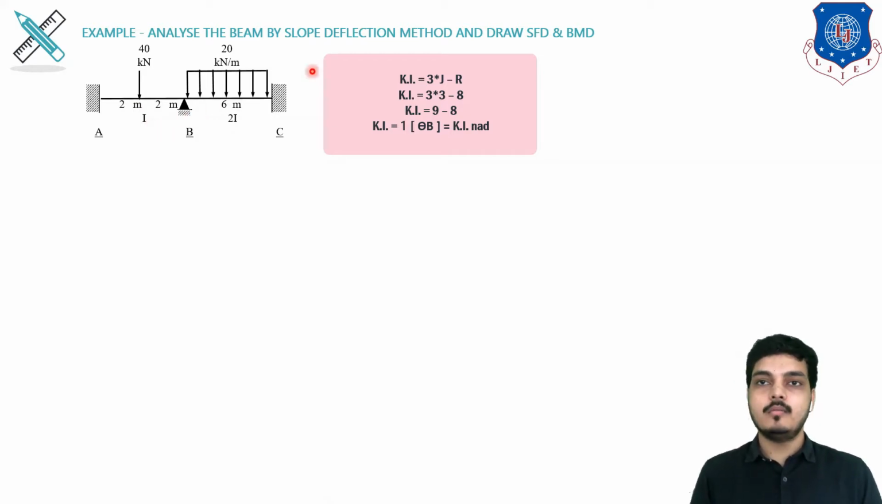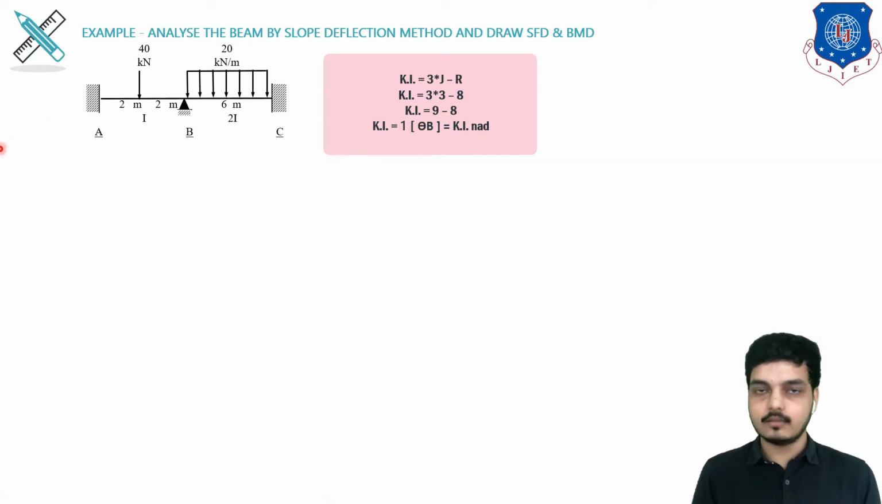So first of all we will find out Ki. The formula for Ki is 3J minus R. What is J? As we know, J is joints and R is reactions. The joints are A, B and C, so there are three joints, so 3 multiplied by 3 minus reactions. Here there are 3, here also 3, so 3 plus 3 is 6, and the simple support resists only 2, which are the vertical reaction and horizontal reaction. So the summation of all is 8, and 9 minus 8 is 1.